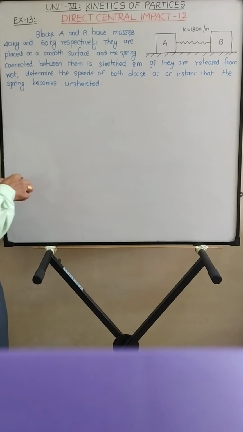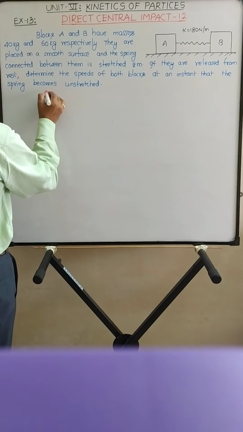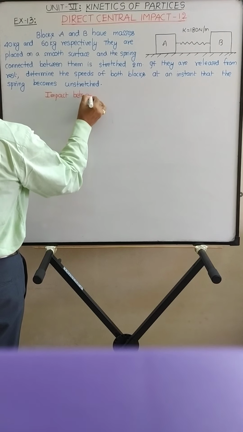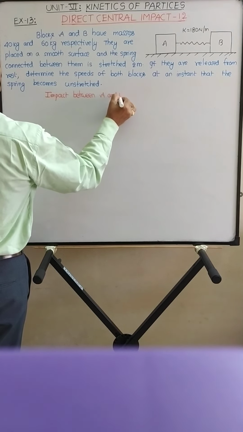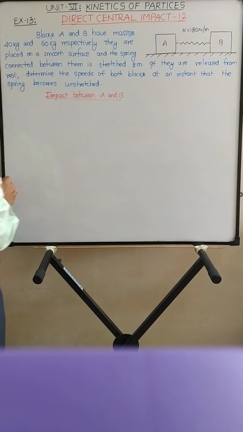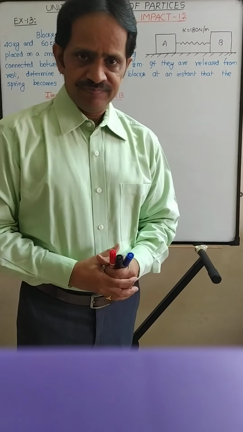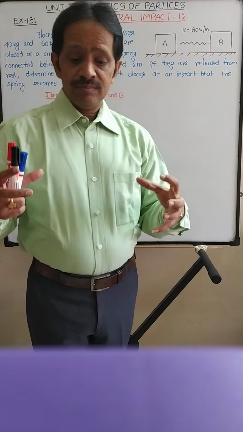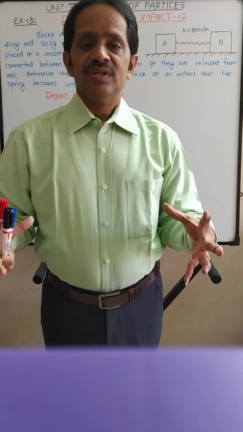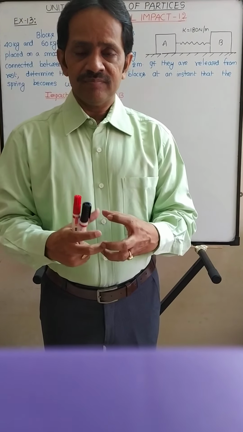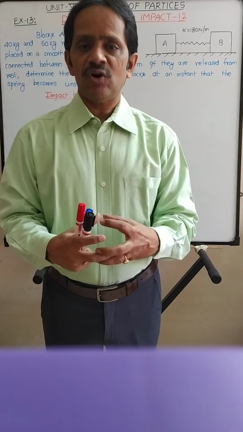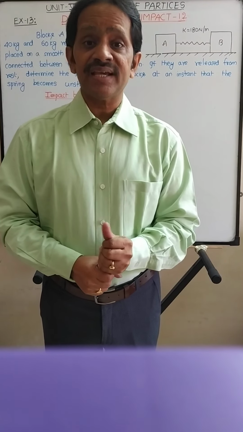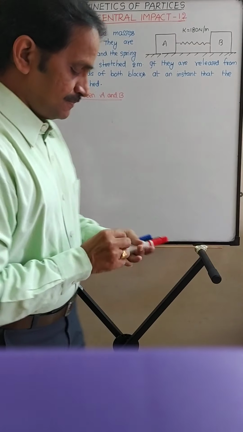So now, first considering the impact between A and B. It is a special case of impact. In the initial position, the velocities of both the bodies, means before impact, are 0. So when the system is released, they will start moving. Means after impact, the blocks will have the velocities. So before impact, the velocities of both the bodies are 0. So it is a special case of impact.